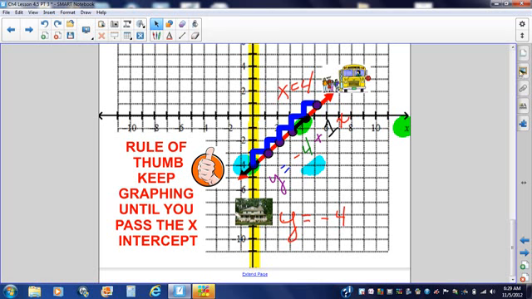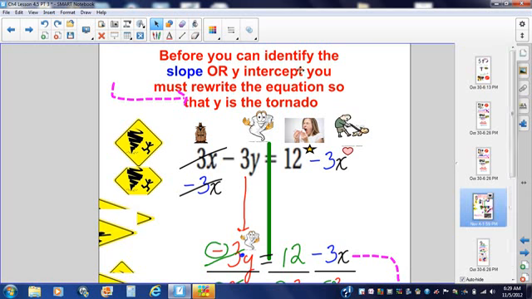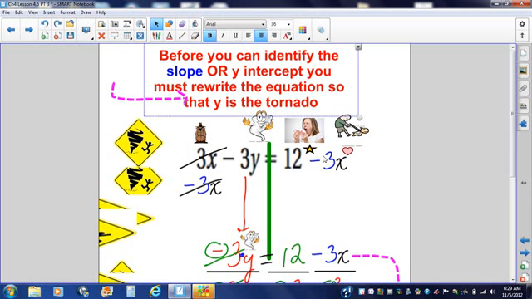Remember, the biggest thing, guys, is before you can identify the slope or y-intercept, you must rewrite the equation so that y is the tornado.